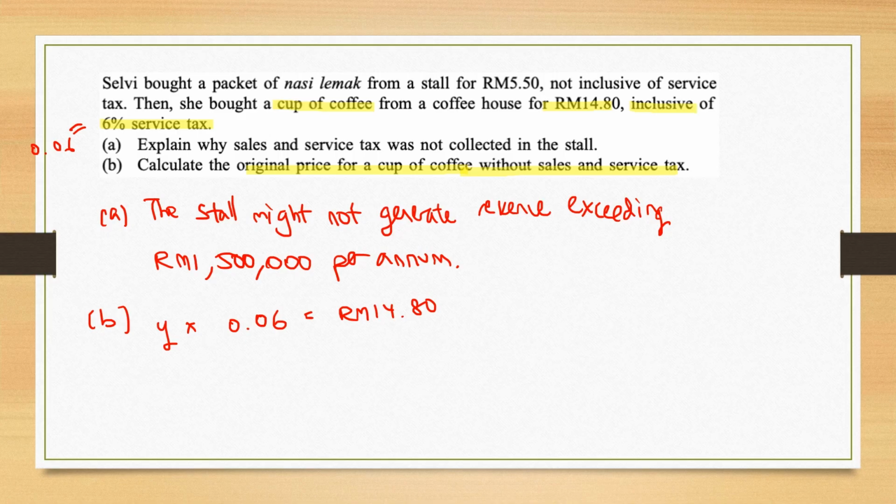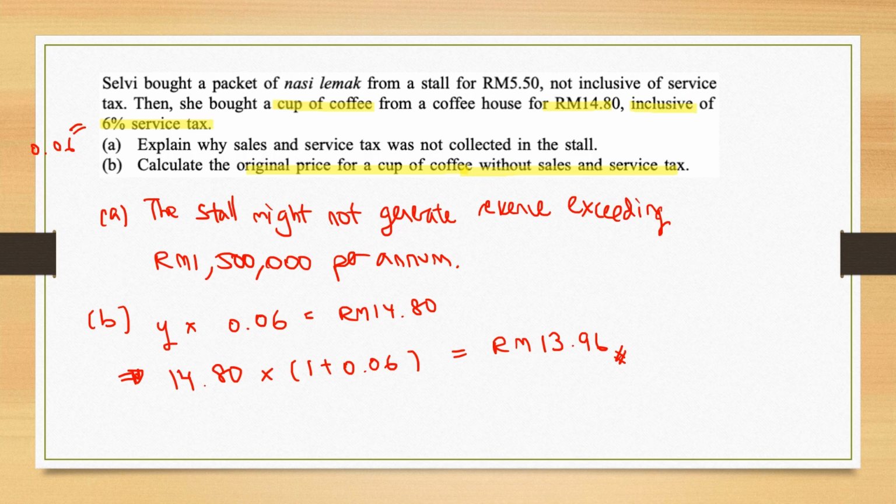Let me show you how to do this. 14 ringgit 80 cents divided by 1 plus 0.06. Then that figure would be 13 ringgit 96 cents. Why do we need to add 1? Because we need to find the original figure. This is a quick trick for you. You can do the same thing in reverse: take 13 ringgit 96 cents and multiply by 1.06, and you can get back 14 ringgit 80 cents.